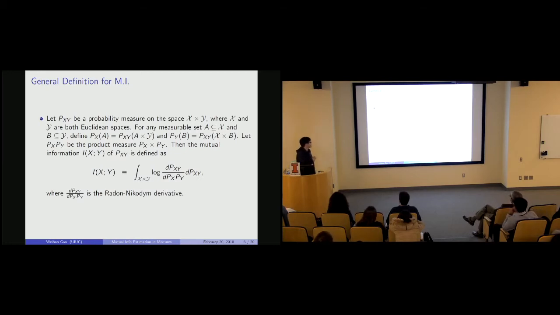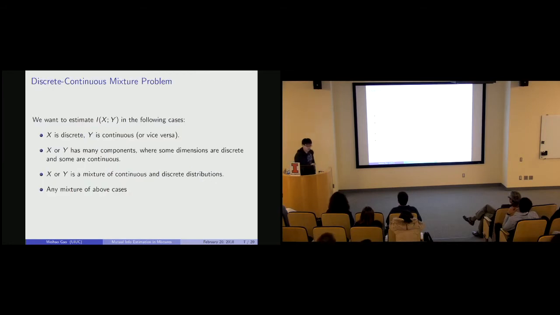This is the most general definition of mutual information based on probability measure. Maybe it's too long for everyone to read, but I want to emphasize that it only requires that Pxy is a probability measure. It doesn't need to be continuous to have a density function, or discrete to have a probability mass function. So our goal is to design an estimator for mutual information for that general case.